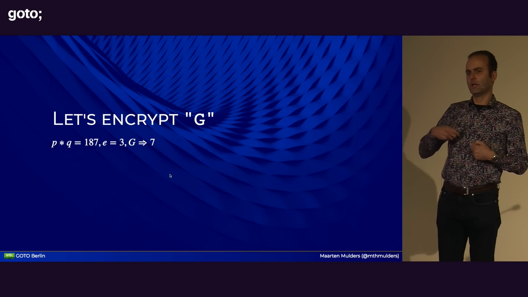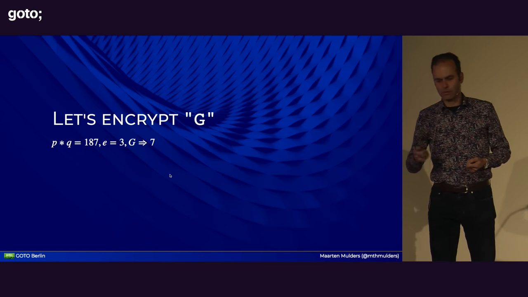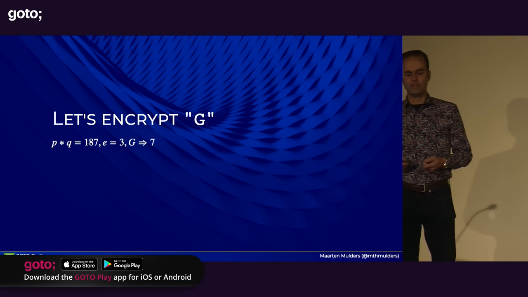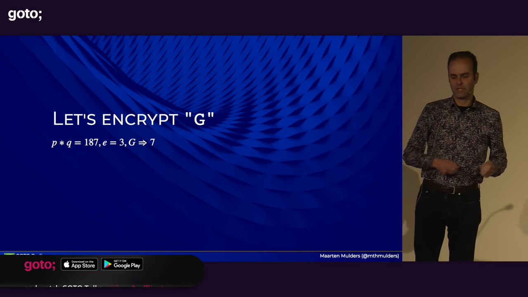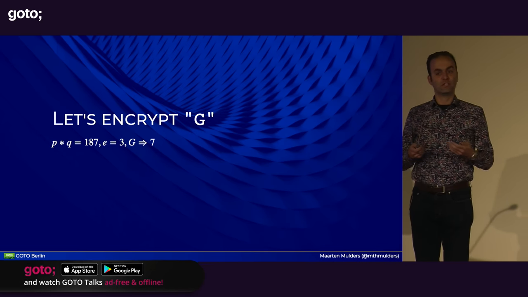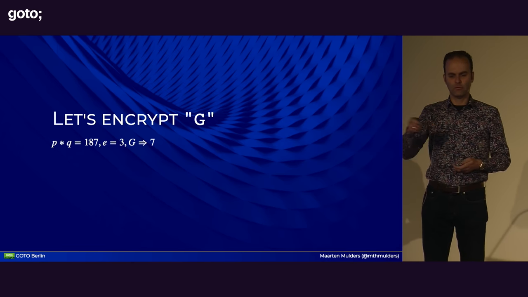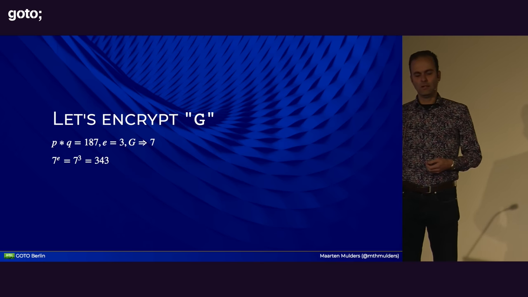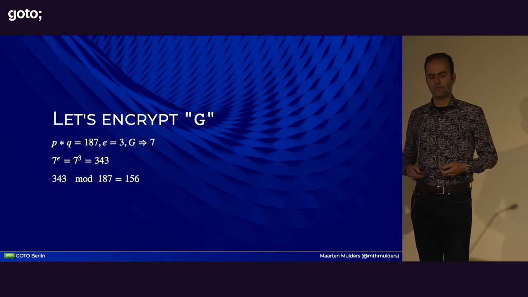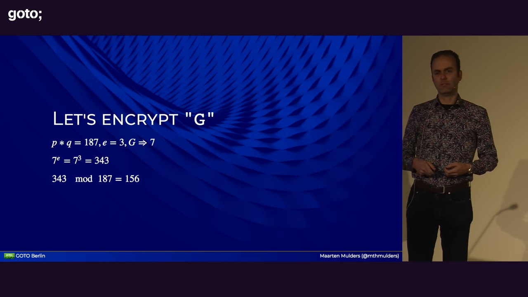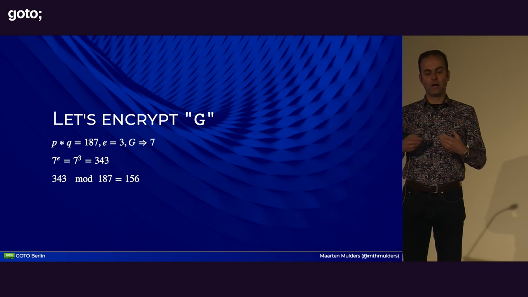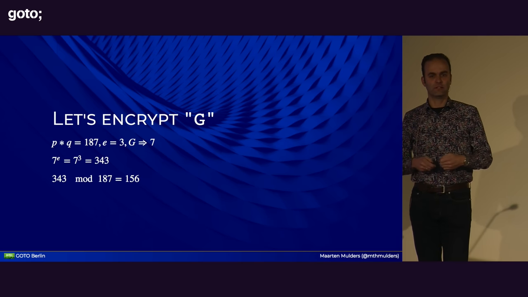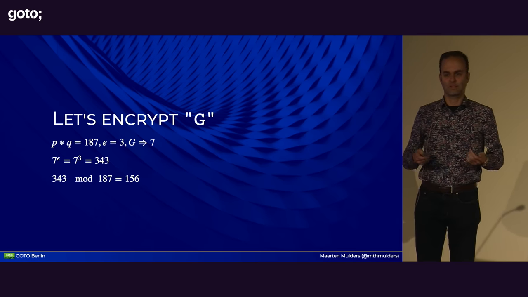Now, if you want to apply this algorithm, let's say, for example, we want to encrypt the letter G. We have P times Q equals 187. We have E is 3, just as in the very first example. And let's just say that the letter G is the seventh letter of the alphabet, so we have a code table which says G is 7. Now we calculate 7 to the power of E, which is 7 to the power of 3, which is 343. We do a modulo with 187, the product of P and Q, and we find the outcome is 156. Again, relatively easy mathematics here. This is something that your calculator might be able to perform, actually.